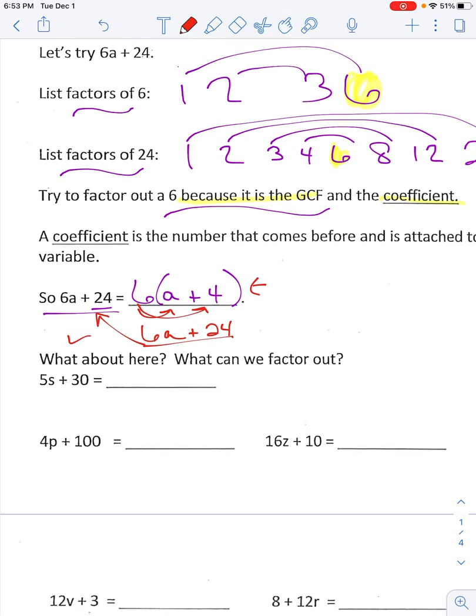Okay? So it's an easy way to check yourself. If it doesn't check back out, you know you've done it wrong. You need to redo it.